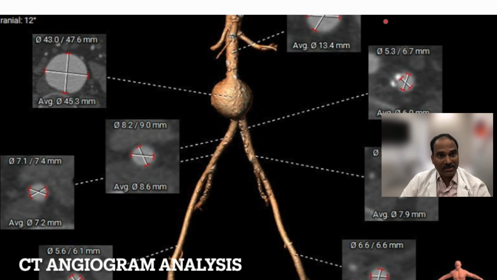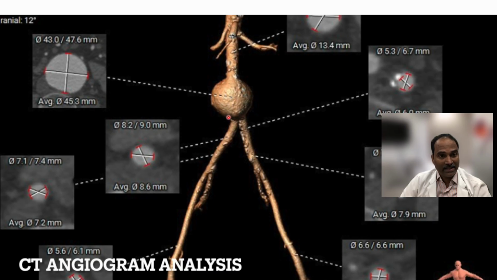But the issue here is 4.5 centimeters in a 14 millimeter aorta, so that is clearly more than 3.5 times the size of the aorta. So that's the reason we decided to treat this aneurysm, and also the patient was symptomatic.